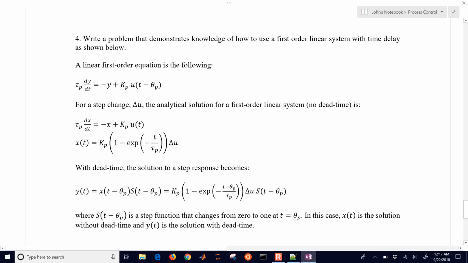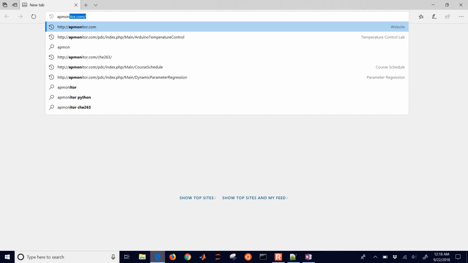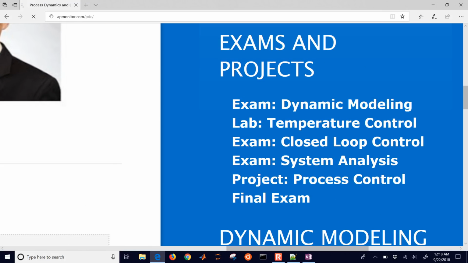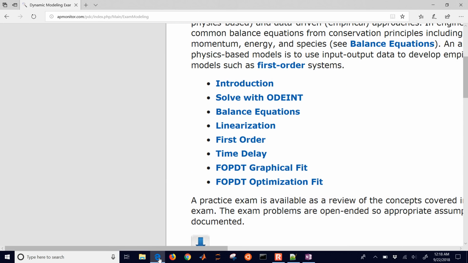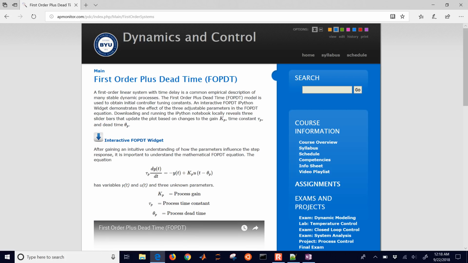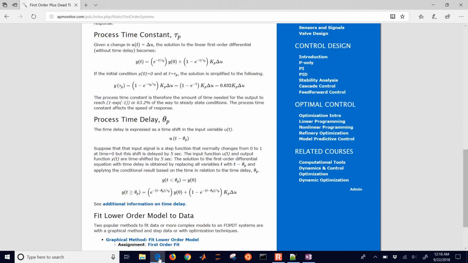Let's get back to our empirical models again. Let's write a problem that demonstrates the knowledge of how to use a first order linear system with time delay, as shown below. So here are the equations, and we've gone over those a bit in class. If you need a review on those, I'd recommend coming back to the course, and we're reviewing for this dynamic modeling exam, and here are all of the topics. And if you need a review on the first order systems, I just say come to this page, and there's a lot of information about how to get process gains, time constants, and delays.